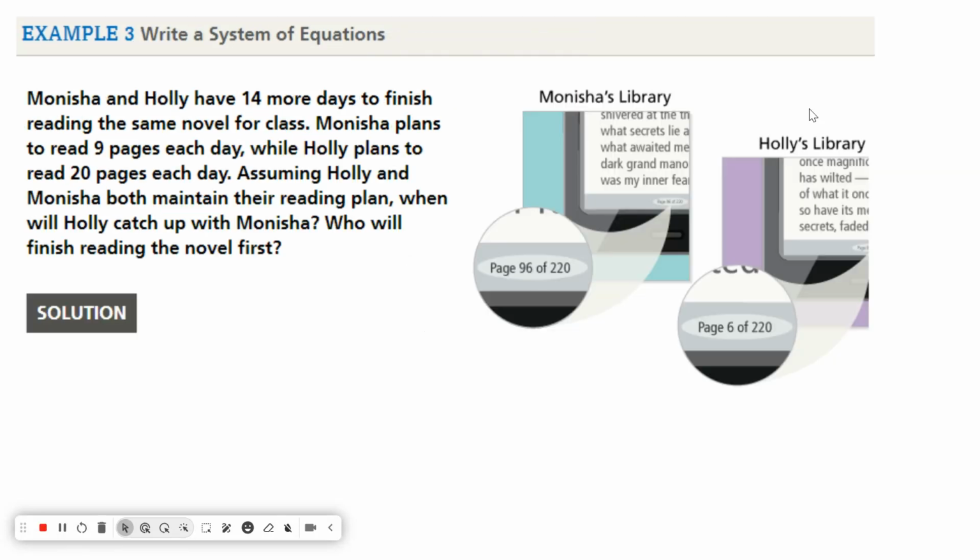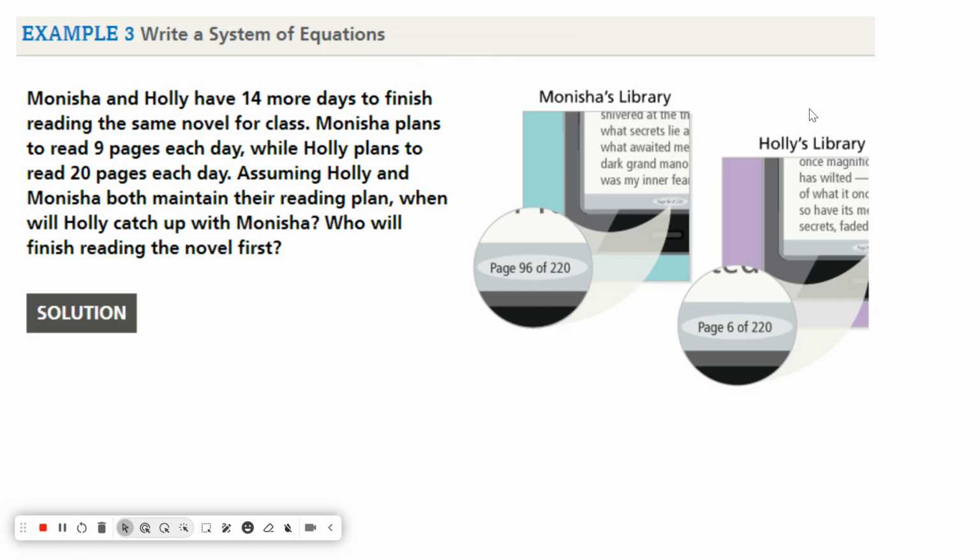Okay, so video 2 for lesson 4.1, the word problem. It says Monisha and Holly have 14 more days to finish reading the same novel for class. Monisha plans to read 9 pages each day, while Holly plans to read 20 pages each day. Assuming Holly and Monisha both maintain their reading plan, when will Holly catch up with Monisha, and who will finish reading the novel first?